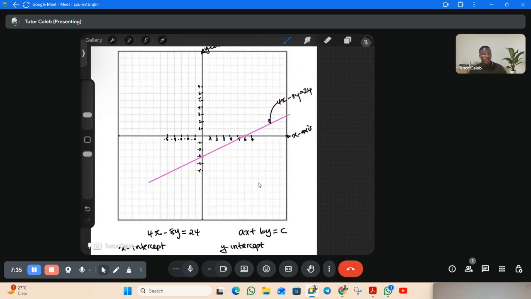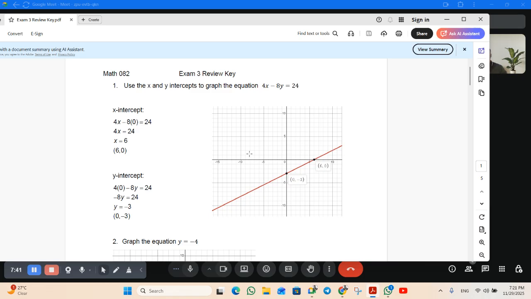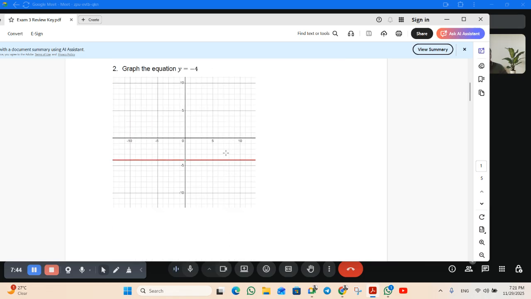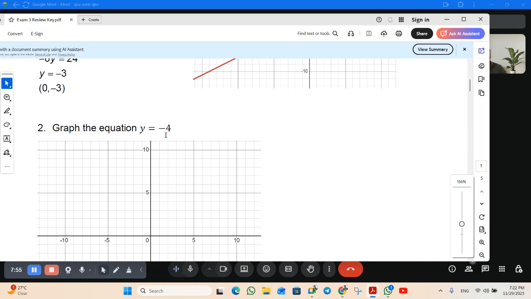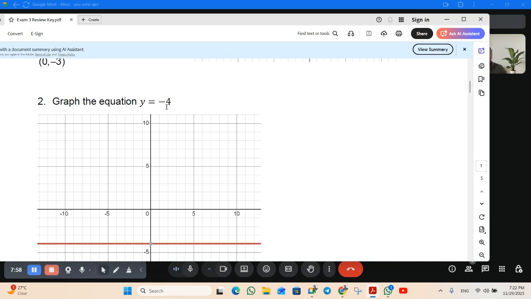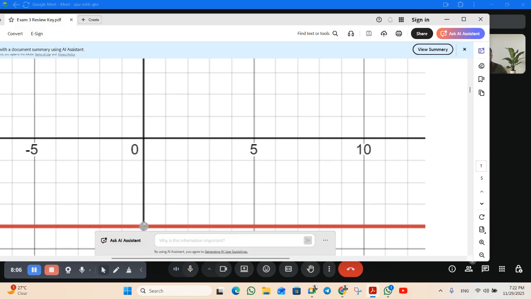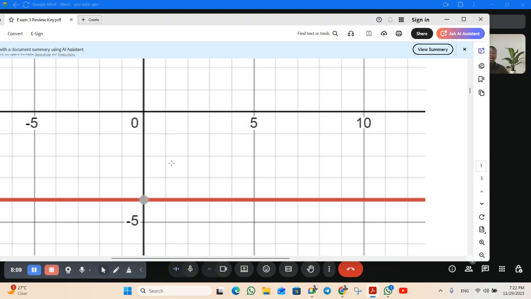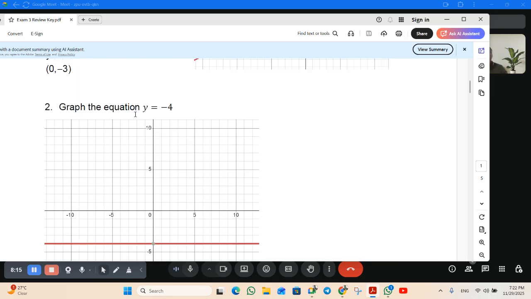That's all. Now, we're going to move to the next question. You can see here, this is what we had here. It's similar to this. The next question said that we should graph the equation y equals negative 4. Now, this is very easy. All you have to do is draw a horizontal line at the coordinate negative 4. So you see here that if we count 1, 2, 3, this is 4. This is negative 4. So we'll draw a horizontal line at negative 4, and that is the equation for y equals negative 4.